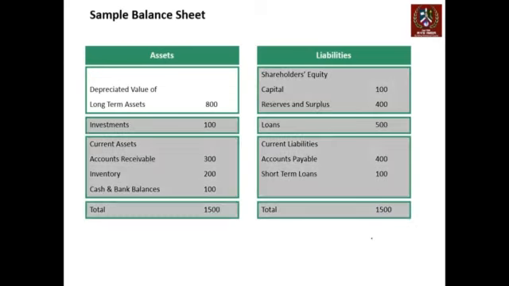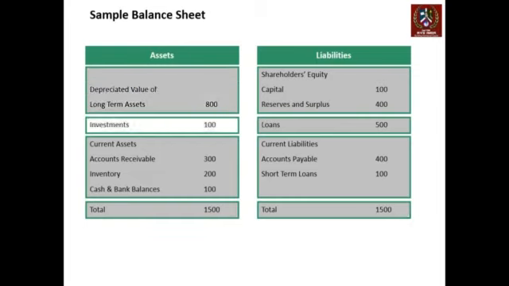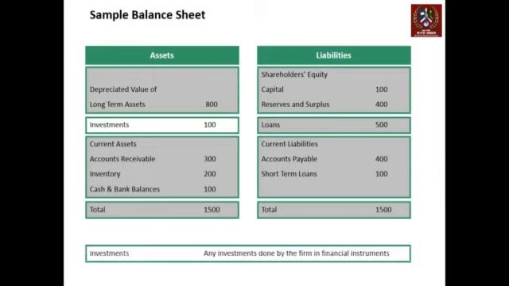Let's look at these items. So the first one that we see is depreciated value of long-term assets. Remember, we said the current value, which means if it has lost value, we have to use the current fair value. It's not exactly the current market value, but it's the value that we perceive we will receive based on our depreciation assumptions, right? That's 800. Then investments are any investment done by the firm in financial instruments. You could also look at any investment done by the firm in other businesses. Those are all parts of investments.